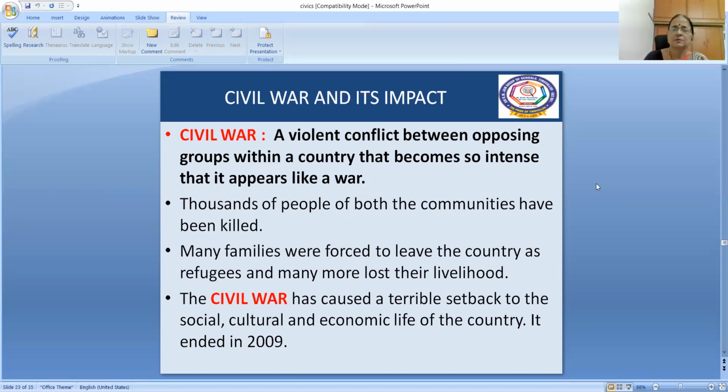What is the impact? The impact was that many families moved to other countries as refugees. Thousands of people were killed on both sides. In the Sinhala community, thousands of people lost their lives, and among Sri Lankan Tamils also, thousands of people lost their lives. They lost their livelihood. They had to move from their country. The social, cultural, and economic development of Sri Lanka changed. Earlier it was good, now it started to change.